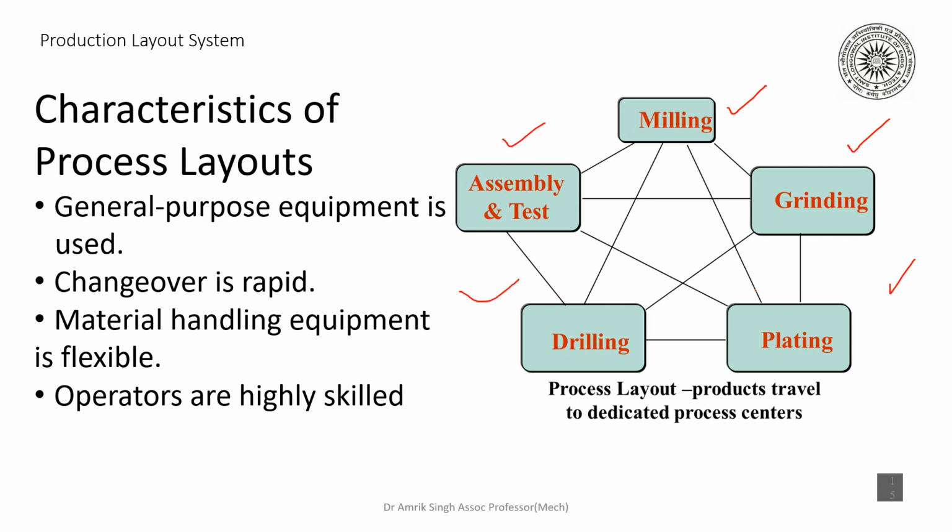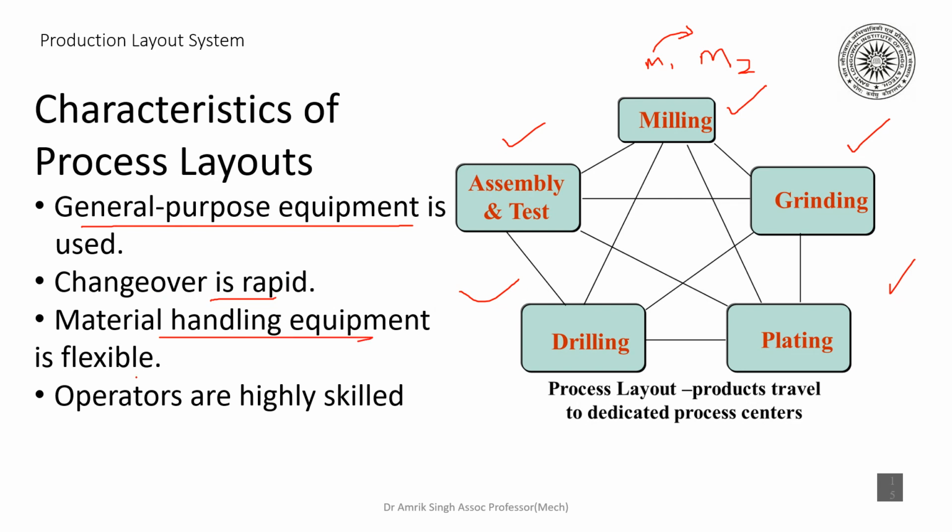And the product can move from any shop to any shop according to its need, so the machines are general purpose. So that means if the milling machine is there, it is general purpose. It can handle all types of jobs which can be performed on a milling machine. Changeover is rapid. So suppose there are two machines, M1, M2, and both are milling machines. If we want to change because of some reason, this one is under breakdown or it is unable to carry that job, so we can go to the other machine. So that means the changeover is rapid.